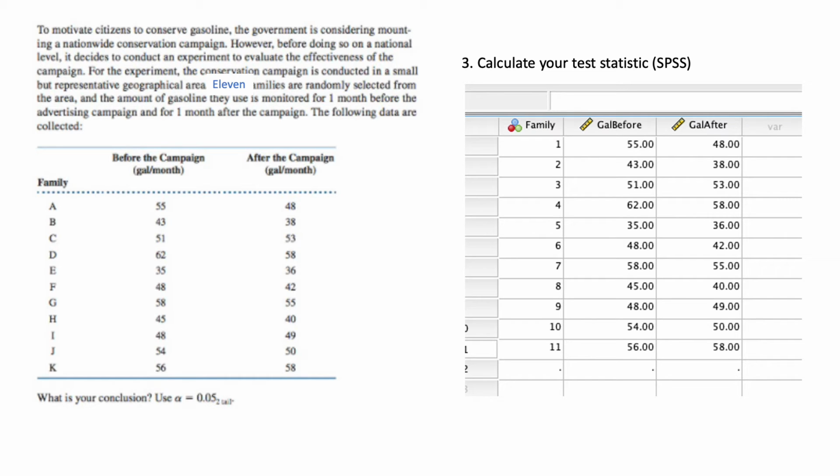Now I need to calculate my test statistic. And so this is what my SPSS screen would look like. I've listed out my 11 families. I have the gallons before and the gallons after.